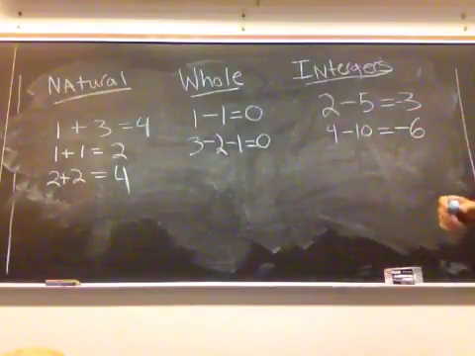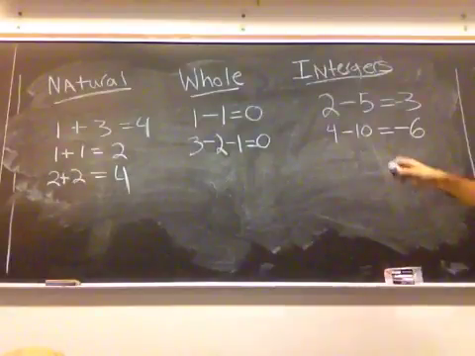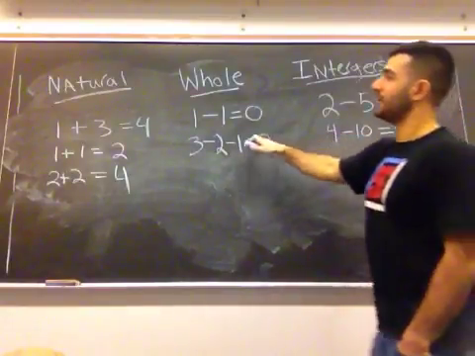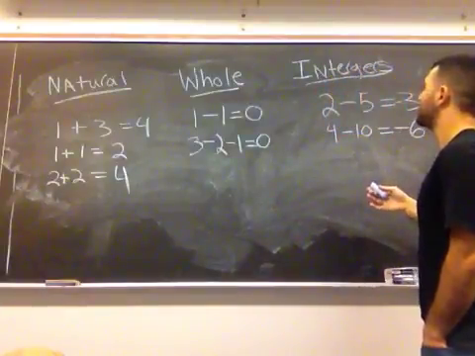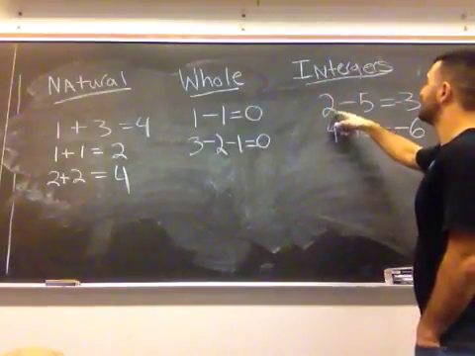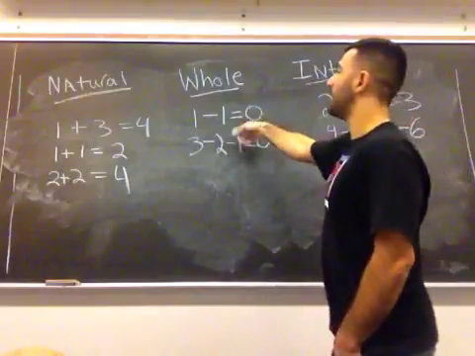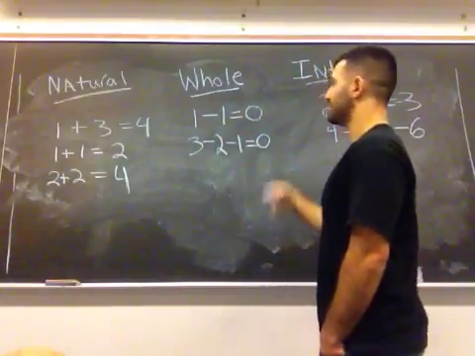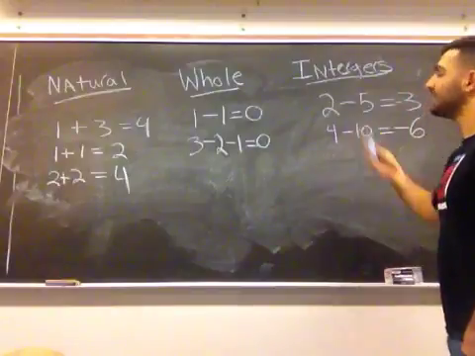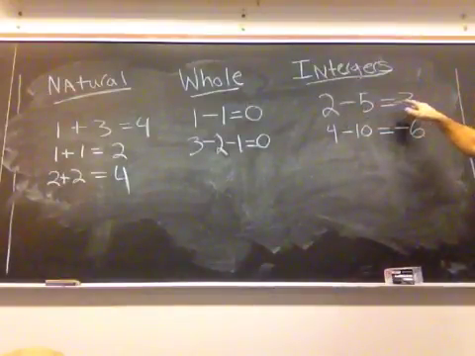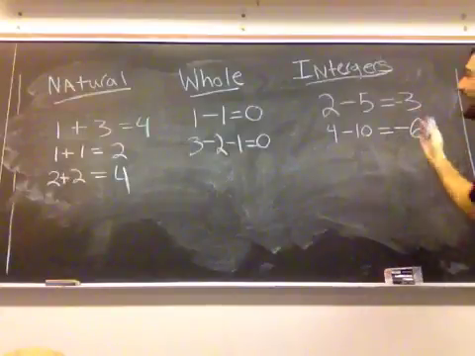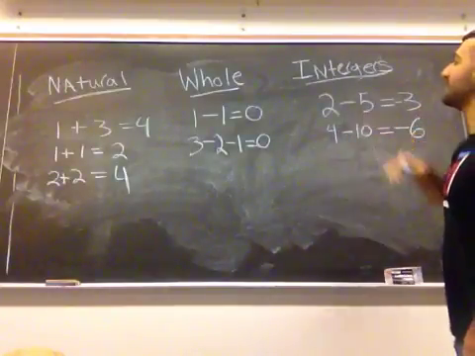2 minus 5 is what under the whole numbers? Well, there's no number that you can get from 2 minus 5 that gives you a positive number or equals 0. So we have to invent this new number, again, a negative number. So 2 minus 5 is minus 3. It's not a positive number, it's a negative number.